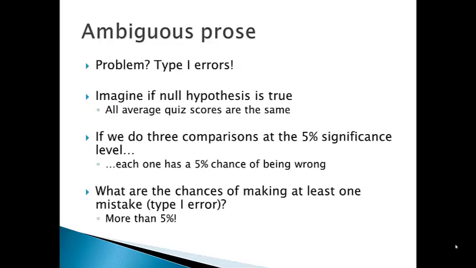But there's a problem with this approach, and the problem is type 1 errors. Imagine if the null hypothesis is true and all the average quiz scores across the three groups are the same. If we do 3 tests comparing each group to another group, then there are 3 chances at being wrong. Each of the comparisons has a 5% chance of being wrong. So what are the chances that you make at least one mistake if you do 3 tests? Well, the answer is a number that's quite a bit bigger than 5%.